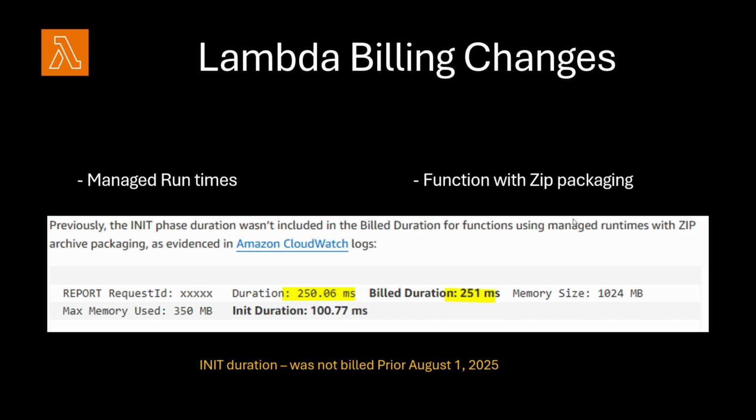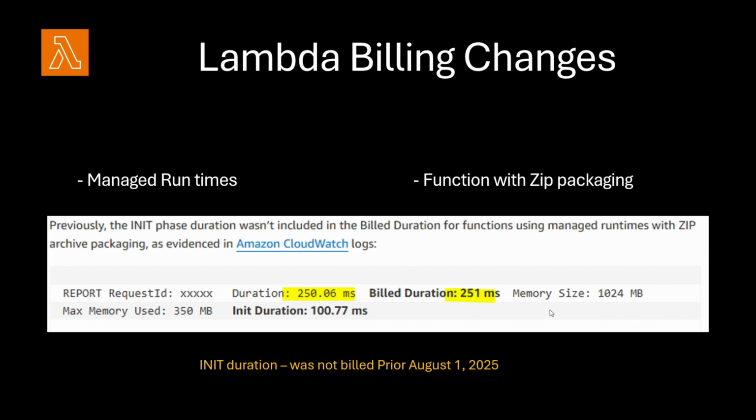Here you can see in the screenshot, the Lambda duration is 250.06 milliseconds and the billed duration is 251 milliseconds, which is rounded up to the nearest 1 millisecond. So this is how AWS used to bill all the AWS Lambda functions which were running in the managed runtimes with zip archive packaging.